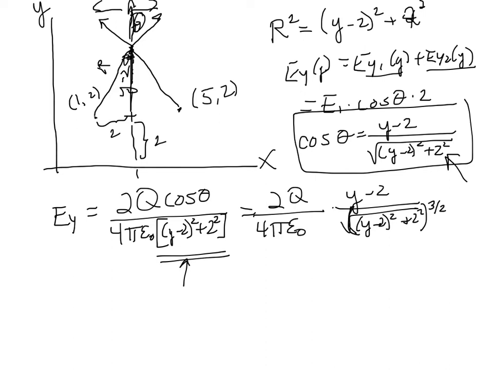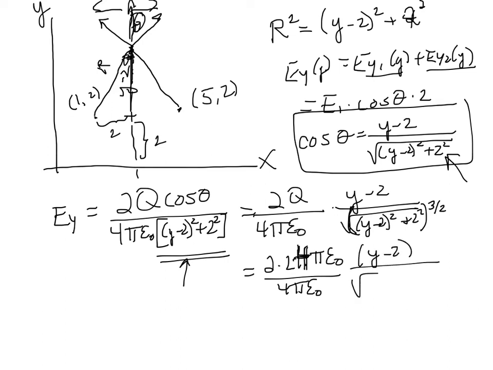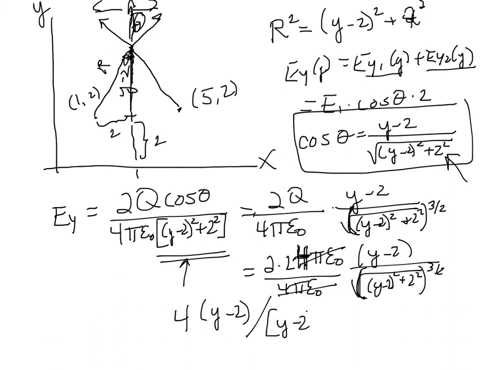The only thing to update is that the magnitude of Q is, according to the problem statement, 2 times 4 pi epsilon naught. So 2 times 2 times 4 pi epsilon naught. That's a little confusing. That should be a 4, divided by 4 pi epsilon naught, multiplied by the same y minus 2 over y minus 2 squared plus 2 squared, to the 3/2 power. The 4 pi epsilon naughts are going to cancel, and then we're left with a 4. 2 times 2 gives a 4, and this becomes 4 times y minus 2 divided by y minus 2 squared plus 2 squared to the 3/2 power.